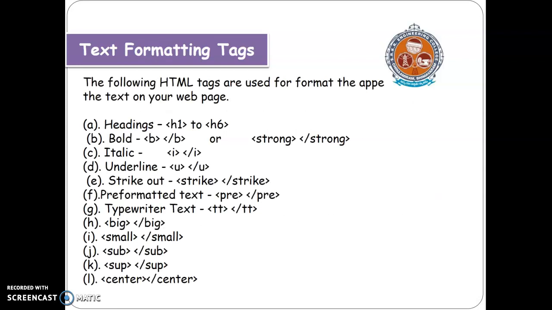And then text formatting tags. Here the text formatting tags are, we have already discussed the headings, then bold or strong, italic, underline, strikeout. Strikeout means we are striking the text. The page displays the text struck off by a line. Pre-formatted text and typewriter text, big, small, subscript, superscript, and center. These are the text formatting tags.